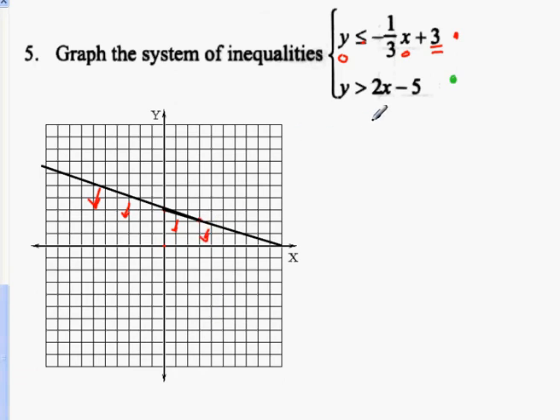Okay. The other inequality is 2x minus 5. So let's go ahead and use that. So now my y-intercept is at negative 5. So I go down here and go 1, 2, 3, 4, 5. And then I have a slope of 2, which is the same as 2 over 1. So from this point I go up 2 and to the right 1. Up 2, to the right 1. And now I'll go ahead and draw that line.